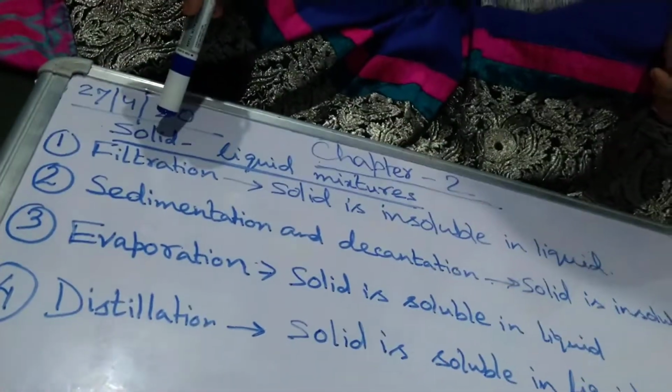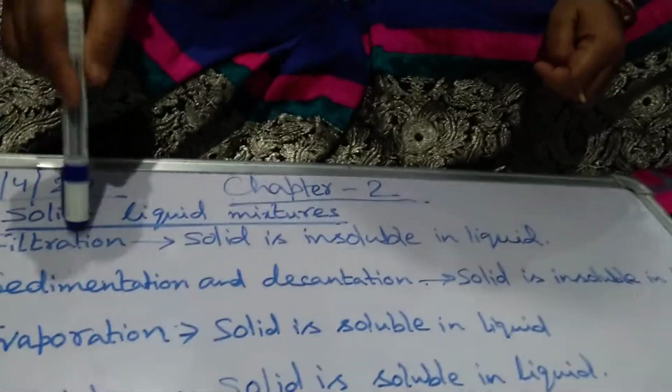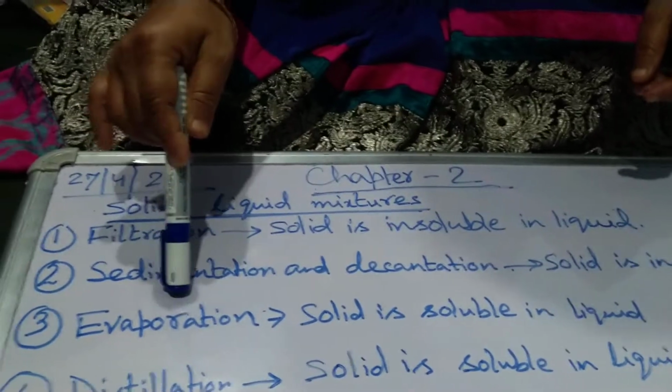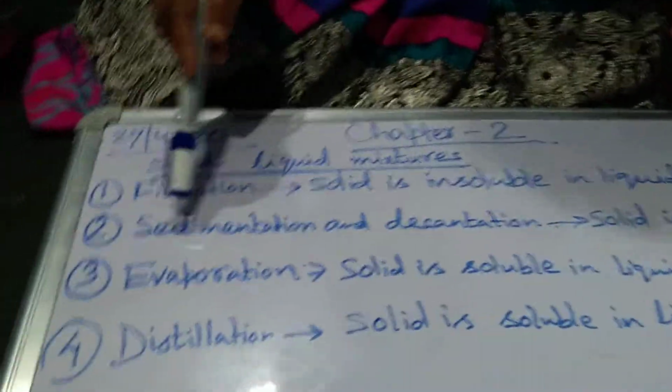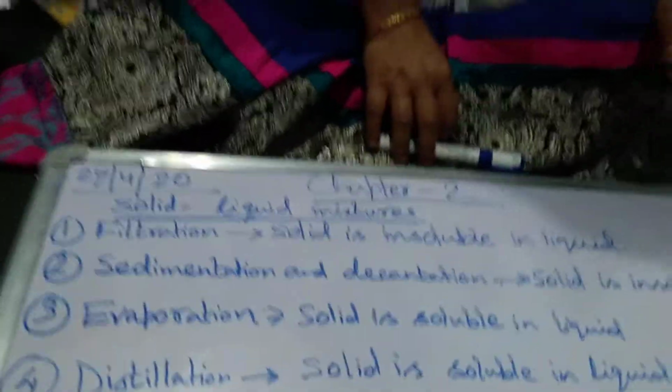So these are the 4 methods of separation of a solid-liquid mixture. That means filtration, sedimentation, evaporation and distillation. Keep in mind, sedimentation is always followed by decantation.